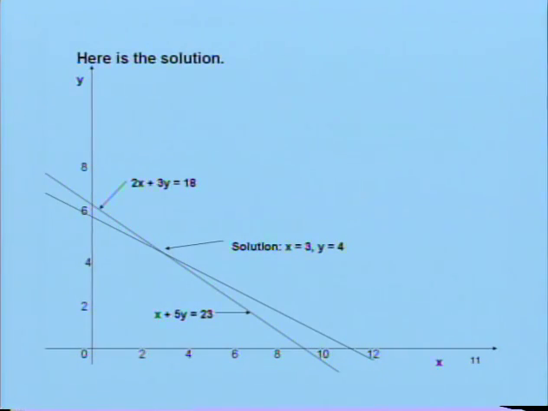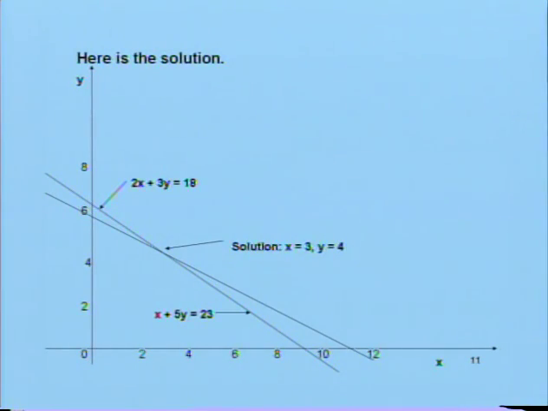Here is the solution. You will recognize that both lines are straight, so the two graphs are linear graphs, and hence the one at the top, 2x plus 3y equals 18, is the first linear function. The second one is x plus 5y equals 23. Where the two graphs intersect would be the solution to the pair of simultaneous equations.